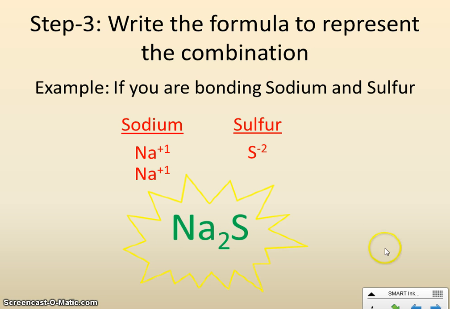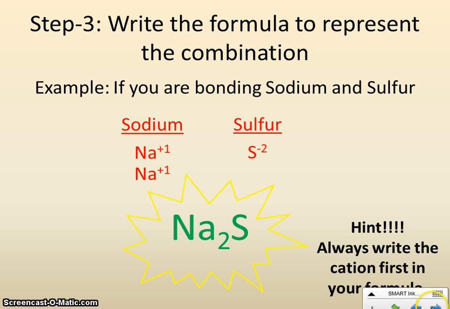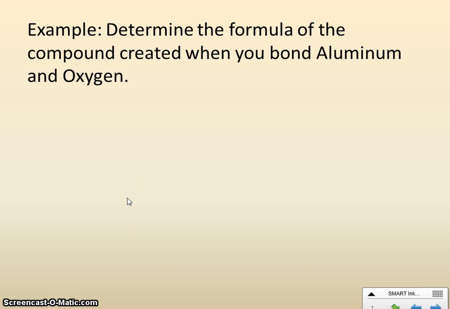Okay, let's try another example. Oh yeah, always you're going to want to write your cation first. We talked about it in your last notes as well, but that's just a little reminder. So your cation, which is Na1+, remember cation is positively charged, that always gets written first in your formula. And anion second, which is sulfur.